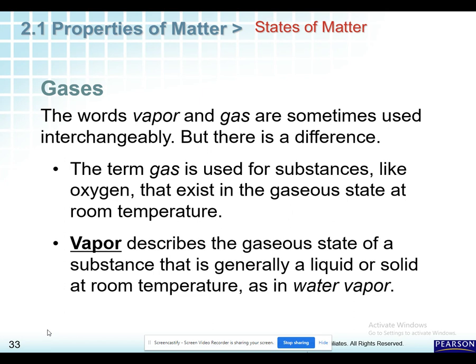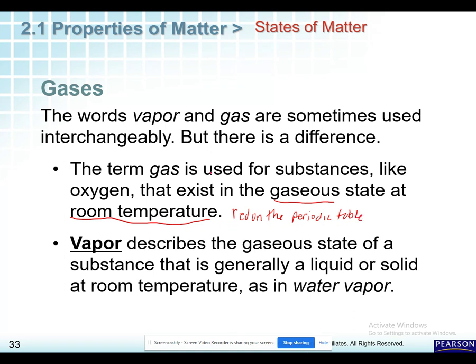This slide is on here because a lot of times people hear the word vapor and gas and they like to use them interchangeably. What that means is if they mean to say gas, they might say vapor, and if they say vapor, they may mean gas, and they think there's no difference. However, there is a difference. The term gas is used for substances like oxygen that exist in a gaseous state at room temperature. So anything that is a gas at room temperature is going to actually be red on the periodic table if it's an element.